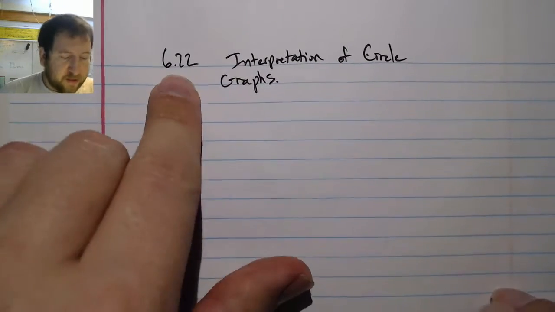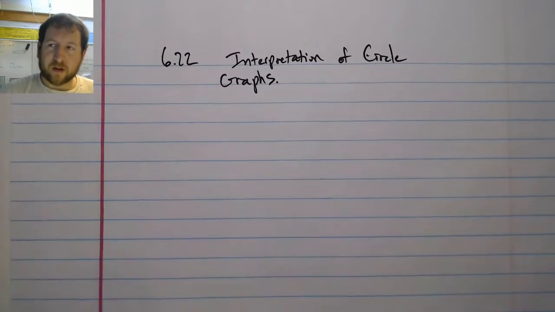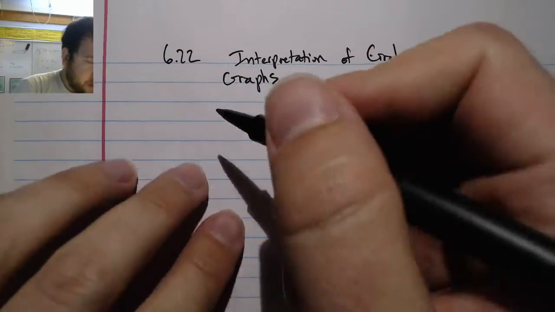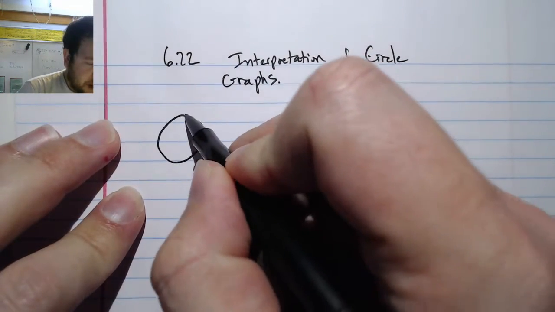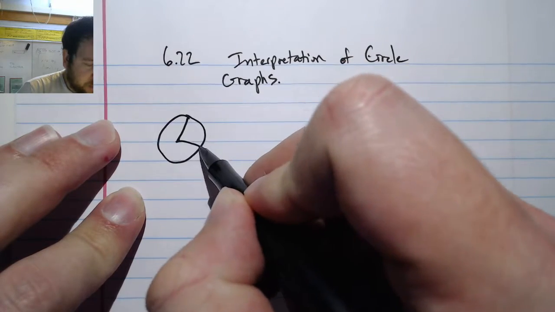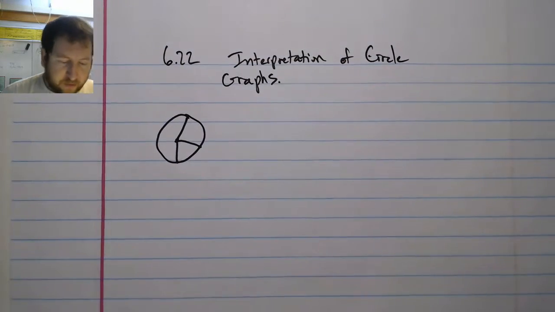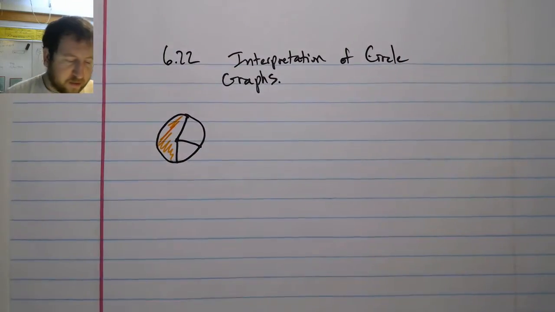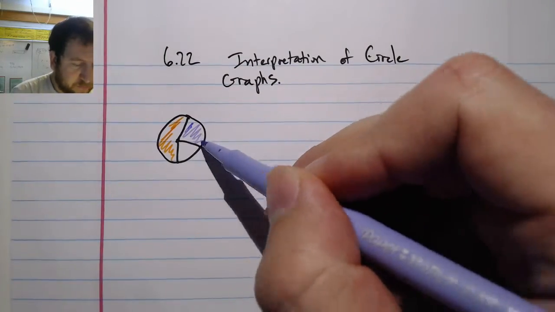All right, we're going to talk about section 6.22, and we're going to interpret circle graphs. Now, remember these circle graphs or pie charts are typically things that kind of look like this, and they have different sections, and each of those sections often represent something different.